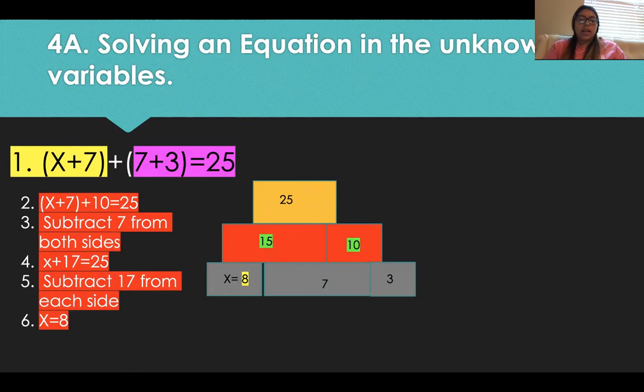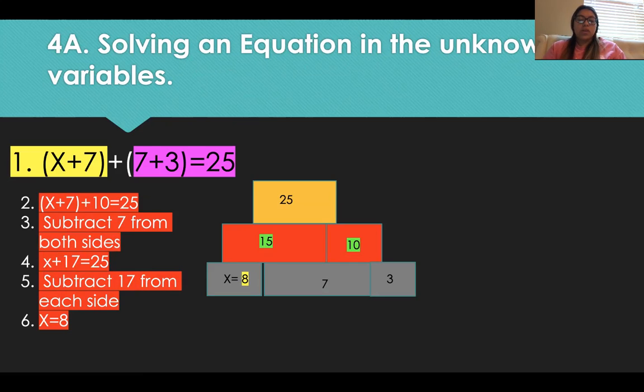Next, we combine like terms, leaving us with x plus 7 plus 10, which gives us 25. Adding 7 and 10, we get x plus 17, which is 25. Then we solve for x. x plus 17 equals 25. We subtract 17 from each side, giving us x equaling 8.